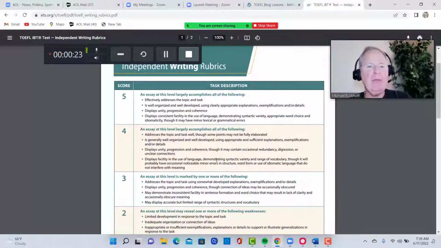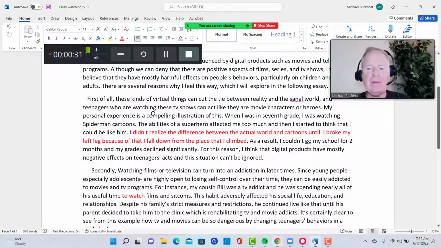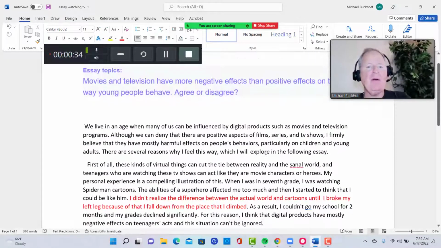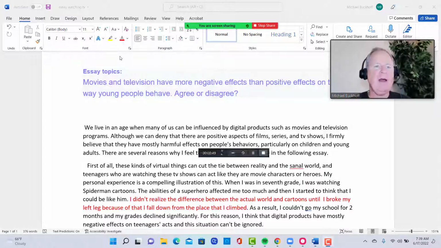I actually have the IBT writing rubrics right here. I'm getting ready to score it using these rubrics. And let's take a look at the essay here. So I read everything, and the first step is I want to see what Microsoft Word thinks of it first. And I've already read it. I'm guessing probably between 22 and 24 points. I think that's actually my guess right now.